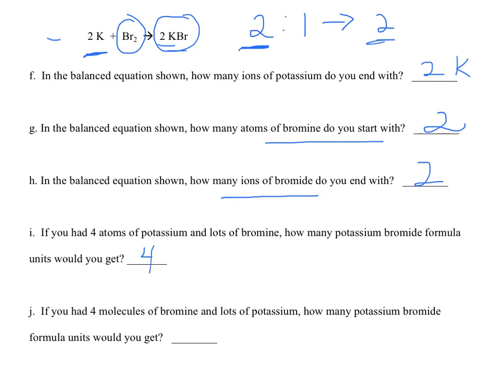But here it says if you started out with 4 molecules of bromine and lots of potassium, how many potassium bromide formula units would you get? Well, it shows here that the bromine, Br2, is a 1-to-2 ratio with the KBr. And so you're going to get twice as many. And so if we start out with 4, we're going to get 8.